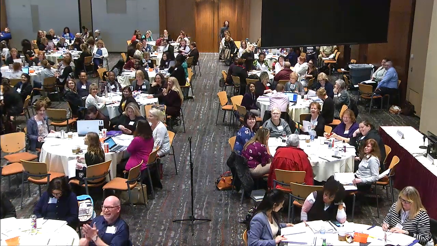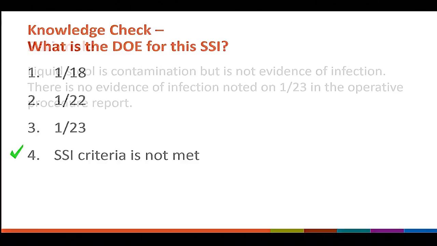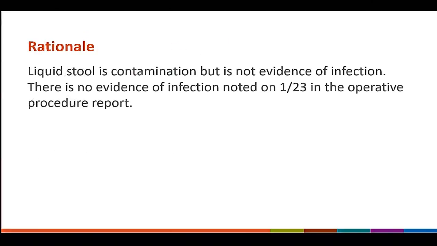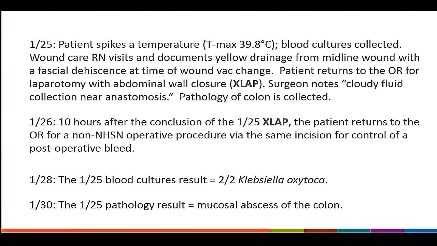We think the answer is 4. I think you're right. And the rationale is because liquid stool is contamination but not evidence of infection. There's no evidence of infection noted on 123 in the operative procedure report. On 125, the patient spikes a temp of 39.8 and blood cultures are collected.